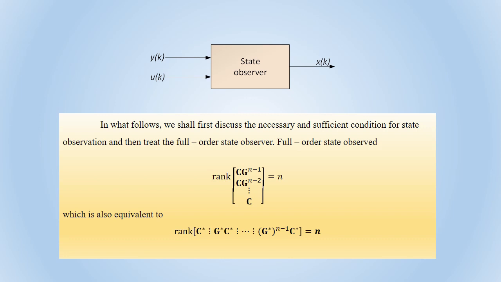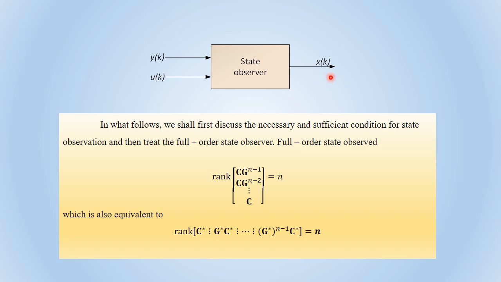If the state variables are physical variables, we can measure them, but if they are canonical variables, like control phase variables, it is not possible for us every time to measure the state variables. So we have to design a state observer that will take the input vector and the output vector and estimate the state vector x of k.